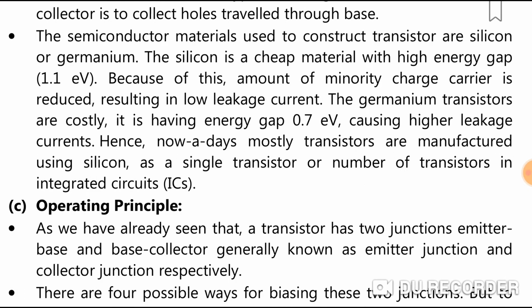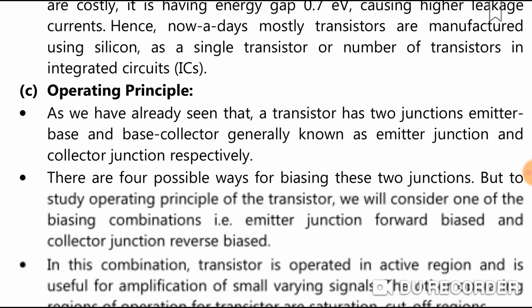The semiconductor materials used to construct the transistor are silicon or germanium. Silicon is a cheap material with a high energy gap of 1.1 electron volt. Because of this, the amount of minority charge carriers is reduced, resulting in low leakage current. Germanium transistors are costly. It has an energy gap of 0.7 electron volt, causing higher leakage currents. Hence, nowadays transistors are mostly manufactured using silicon, as a single transistor or as a number of transistors in integrated circuits.